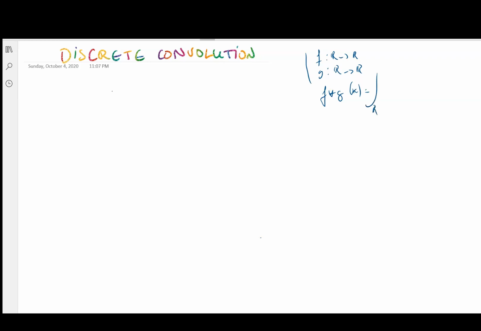That's going to be the integral on R of f of x minus y, g of y dy, or the contrary, g of x minus y, f of y dy. Okay, so now let's consider discrete functions. What do we mean by that?